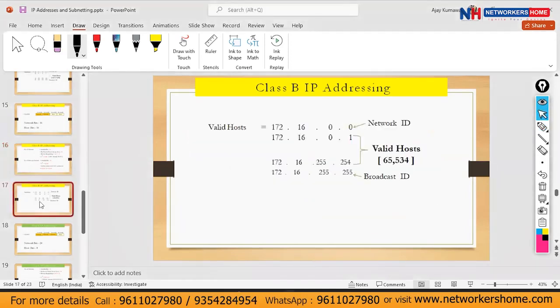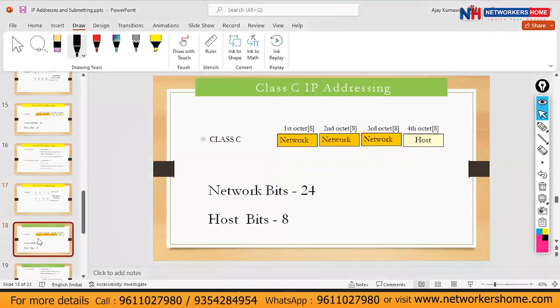Then the address range: you can see 2 octets are going to remain the same, and the remaining 2 octets are going to go from minimum to maximum. The first address is going to be your network ID, the last address is going to be your broadcast address, and all the addresses in between are going to be your valid IPs. And there is a similar calculation for class C also.